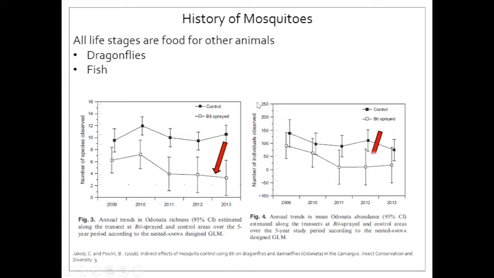In this experiment, they had sprayed a compound called BTI. Now this is a compound that's not going to hurt dragonflies directly, but what they noticed is in the areas where they sprayed this compound heavily, there was a reduction in the number of dragonflies. And that's what these red arrows are pointing to, is the lower line represents that there were fewer dragonflies than the control site where there was no spraying. And this is not because this compound killed the dragonflies and damselflies. It's because this compound killed so many of the food source that the damselflies and dragonflies essentially starved to death. And so there are fewer of them around.